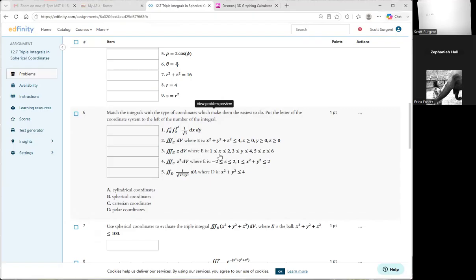For the third one, x is just between 1 and 2, y is between 3 and 4, z is between 5 and 6. That's Cartesian too? Yeah, because that's a rectangular solid. That's a box. So it's a cube actually.